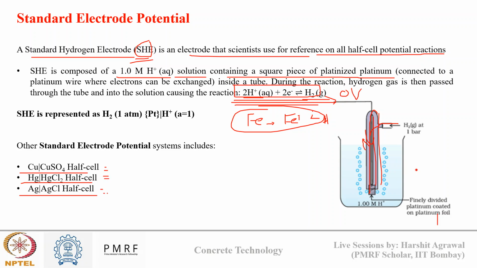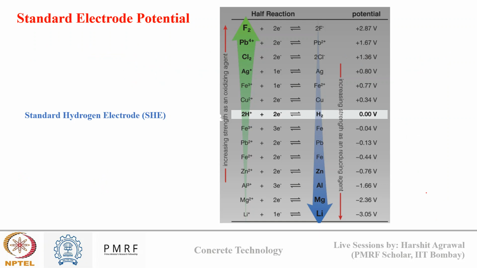So in the table you can see, with respect to the standard hydrogen electrode whose potential is 0, the value of different half cell reactions. You can see Fe2+ converting into Fe has a potential of minus 0.44 volt. Similarly, for all other metals we can estimate the electrode potential if we know a reference value.